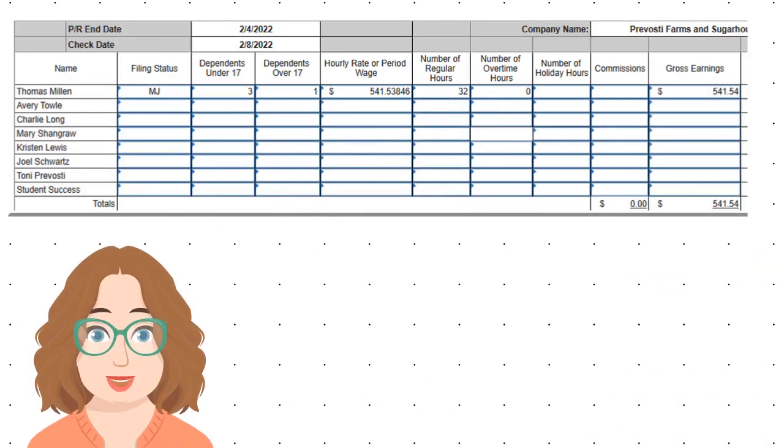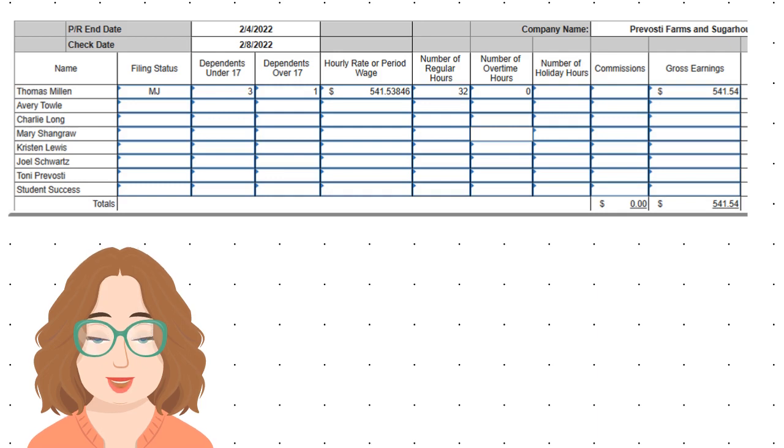What do we now have to do for this homework? We are going to fill in the payroll register shown right here. Let's start with Thomas Millen. Thomas is married, so we have to enter MJ for married filing jointly into the filing status. We enter 3 into the column dependents under 17 and 1 into the column dependents over 17.